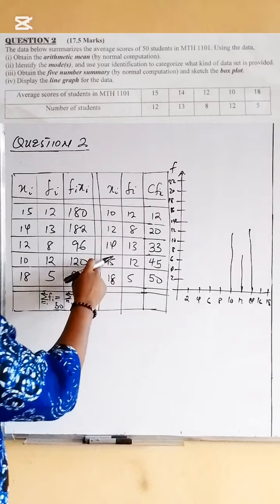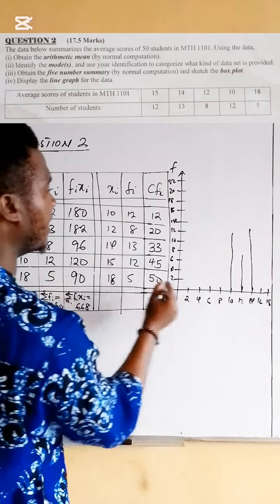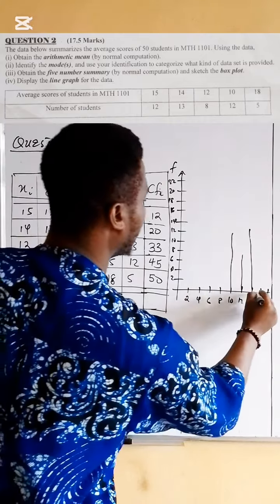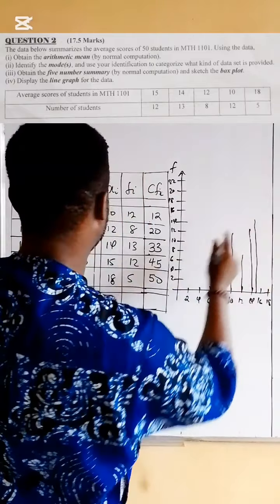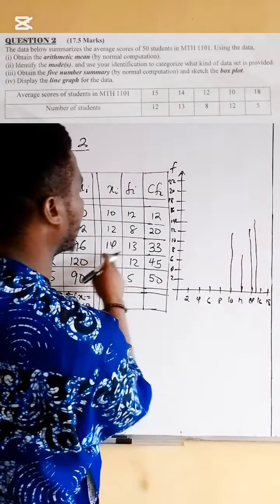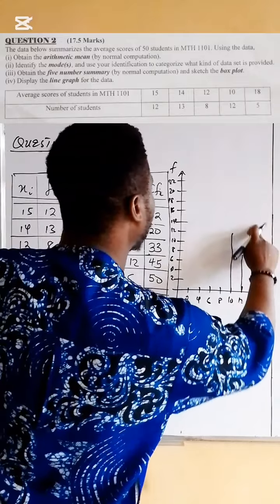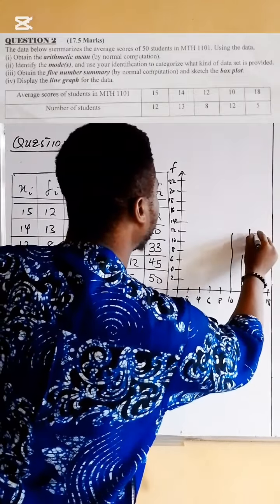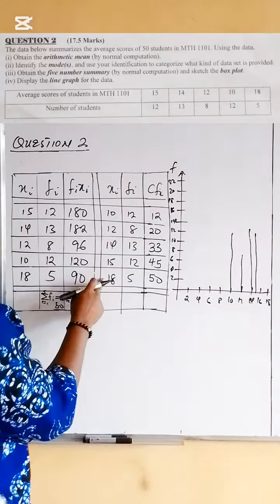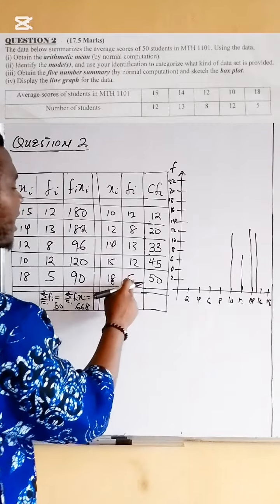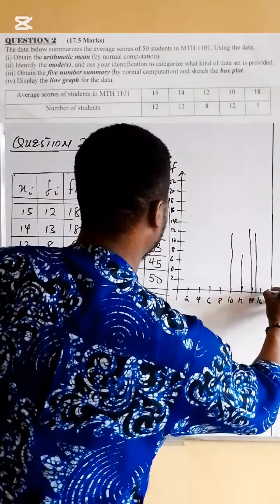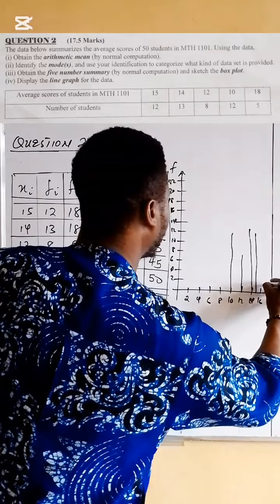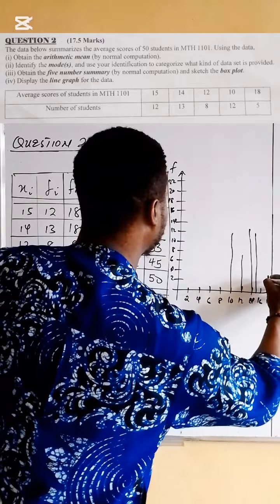Then when xi is 15, which is the middle of 14 and 16, we have 12. So I'm going to drag it up to 12. This will stop at 12. Then when xi finally is 18, we have 5. So I'm going to drag this up from 18 up to 5, the middle of 4 and 6 on the vertical axis.